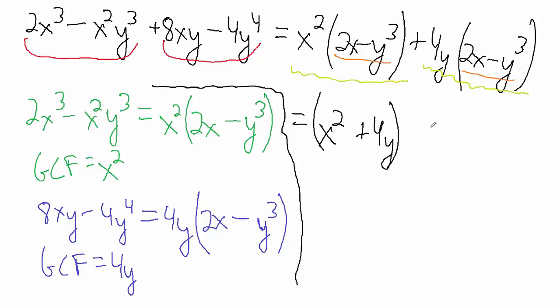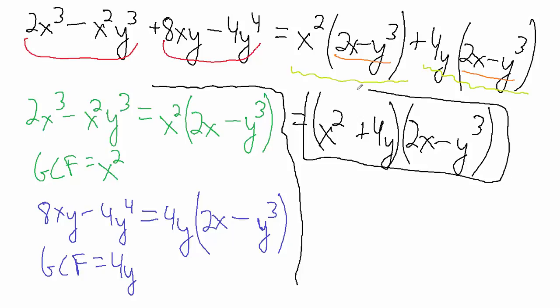So that entire quantity, be careful about that, is multiplied by the quantity 2x minus y cubed. Because we have a common factor of 2x minus y cubed, we pulled it out, we factored it, we divided by it, and when we did that, our result was x squared plus 4y. That's what we get when we factor this 2x minus y cubed out. So what we just found out is that when we factor 2x cubed minus x squared y cubed plus 8xy minus 4y to the fourth by grouping, what we get is the quantity x squared plus 4y times the quantity 2x minus y cubed.